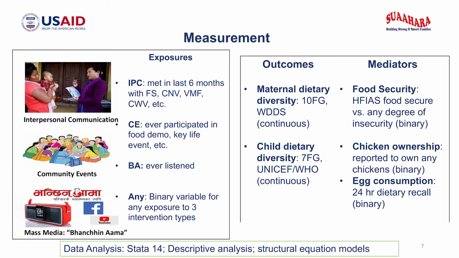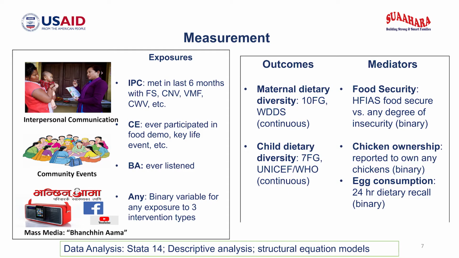And then we also have mass media, a radio program known as Banchanama, or What Mother Says, has been evolving over time. And the way we're able to measure this is whether there has been exposure to these specific intervention components or whether there has been any exposure overall, in which we've created a binary variable to assess that. Our outcomes are using the standard ways of calculating dietary diversity for women and children following global standardized norms. This is a continuous variable. And for mediators, we can look at food security using the Household Food Insecurity Access Scale, chicken ownership by whether they report that they actually are engaged in poultry production, and egg consumption using a 24-hour dietary recall.